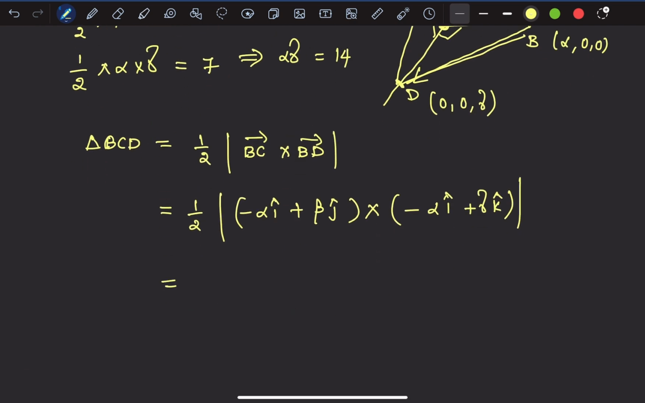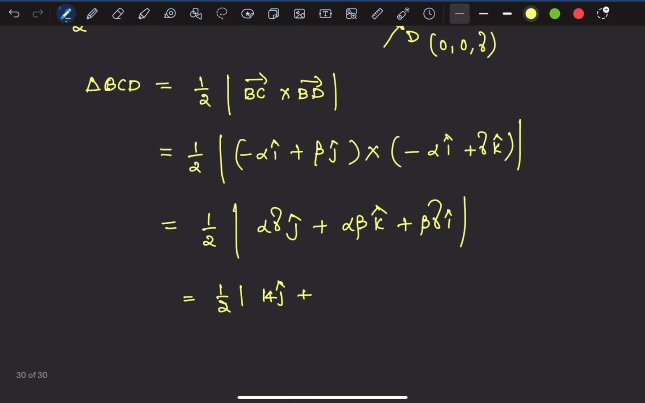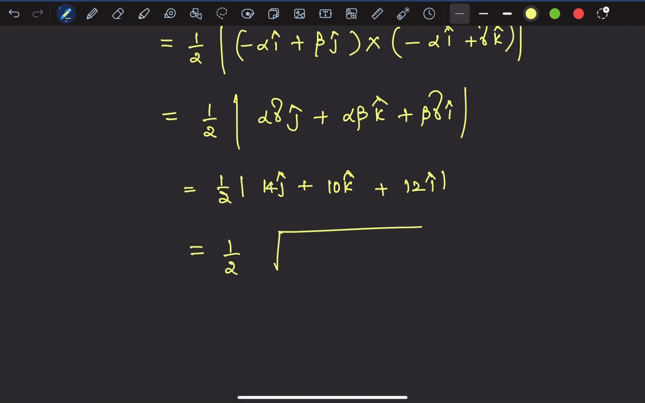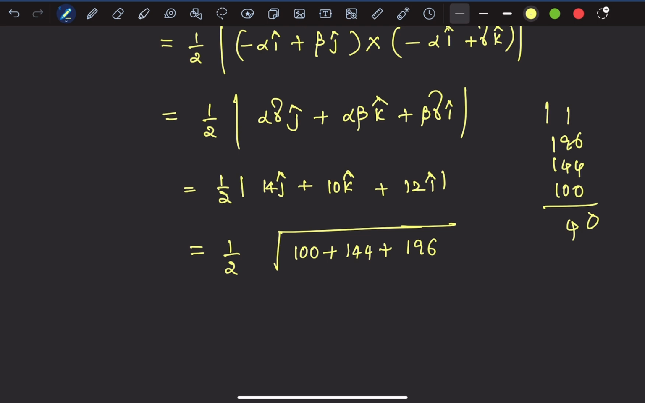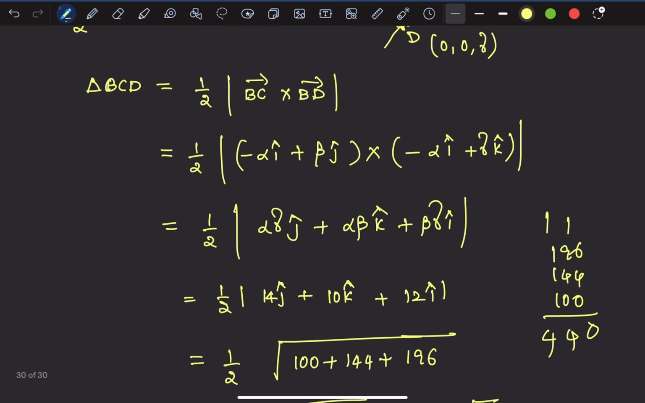Now this will give us half into alpha gamma j cap plus alpha beta k cap plus beta gamma i cap. We have alpha gamma 14, so this is half of 14 j cap plus alpha beta 10 k cap plus 12 i cap. We have to find the magnitude of that. So that will be half into square root of 10 square is 100, plus 12 square is 144, plus 14 square is 196. So 196, 144, 100, which totals 440. So this will be half into square root of 4 into 110, so this is 2 root 110 upon 2, which is root 110. So this is the answer.